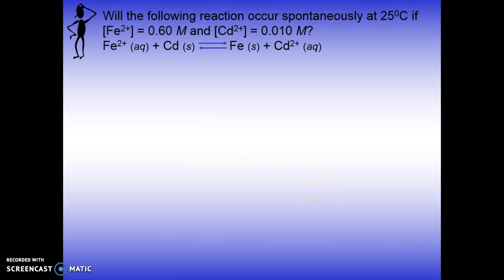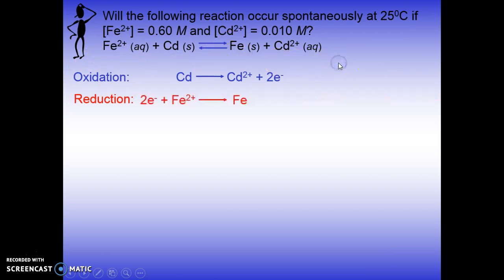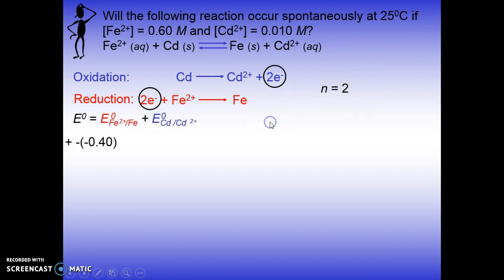And so here is an example. Will the following reaction occur spontaneously at 25 degrees? So we've got concentrations of solutions. We know that cadmium is being oxidized. We know that iron ions are being reduced. Two electrons is what's moving. Let's get the voltage of the cells.